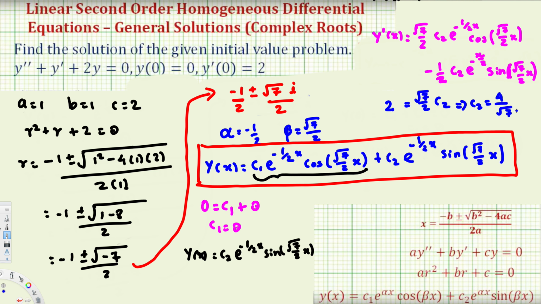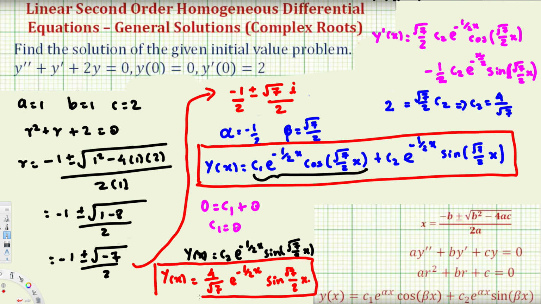So the particular solution for this differential equation is going to be, let's write it down right here, y of x equals c2, which we figured out is 4 over root 7, times e power negative half x sine square root of 7 divided by 2x. That's the particular solution for this differential equation. And that's how we do this kind of problem. I hope this helps. Thanks for watching.